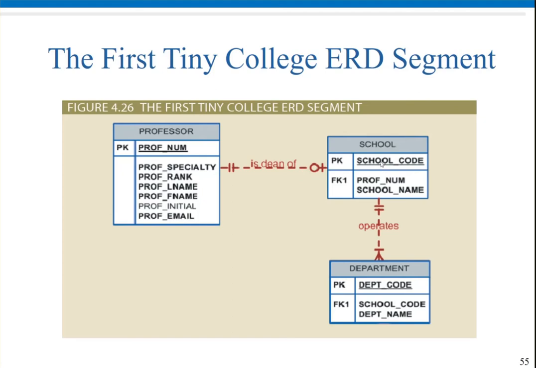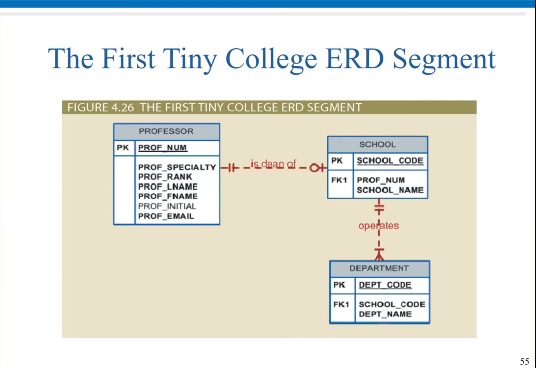And here we see the primary key and the foreign key. The primary key is school code. The primary key here is professor number. And then the foreign key here is the professor number over here, and that is related to the primary key in the professor in here.